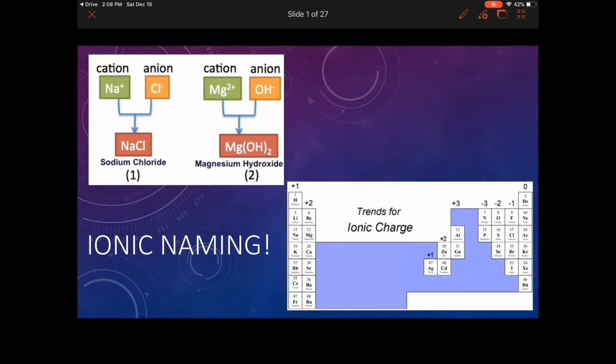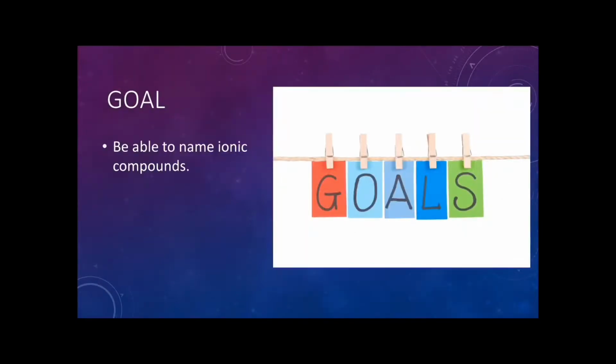So in this lesson, we are going to be doing some ionic naming. We are going to take cations and anions and figure out how to name each specific piece of them and then figure out how to put it together. By the end of this lesson, you should be able to name different ionic compounds.